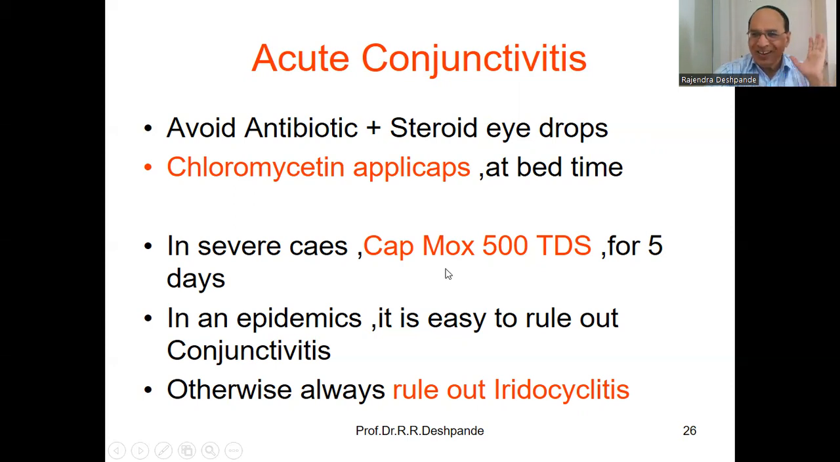This is a very old and very powerful medicine. It is amoxicillin. Okay. In an epidemic, it is easy to rule in conjunctivitis because in the neighborhood there may be a conjunctivitis patient. In the school, when the child is going to school, his classmate may have conjunctivitis.